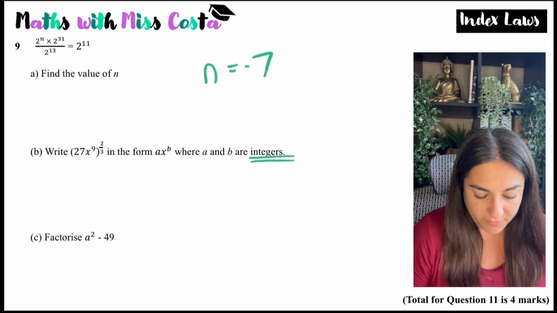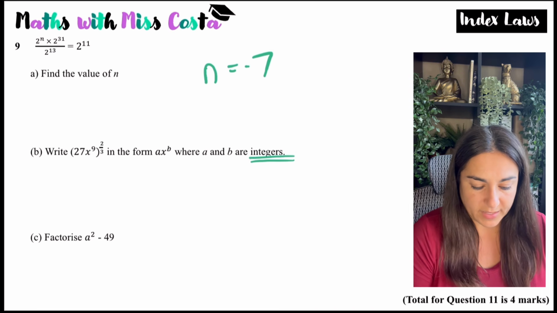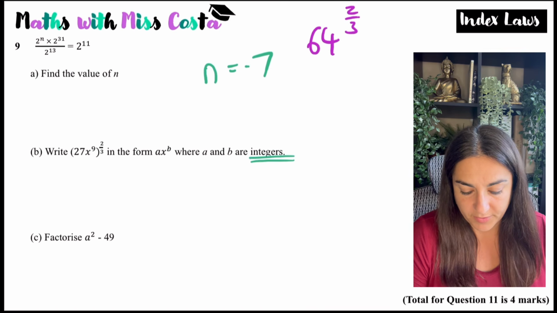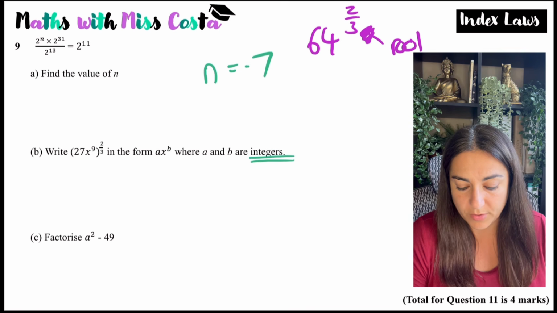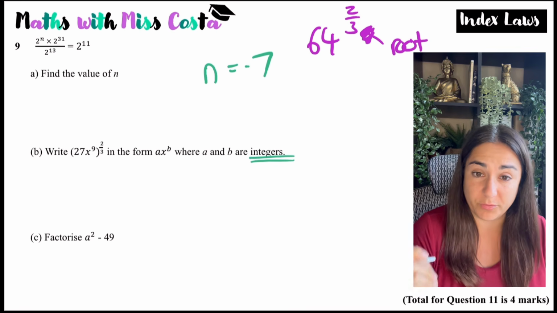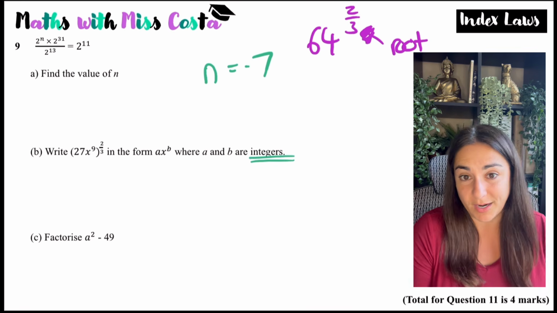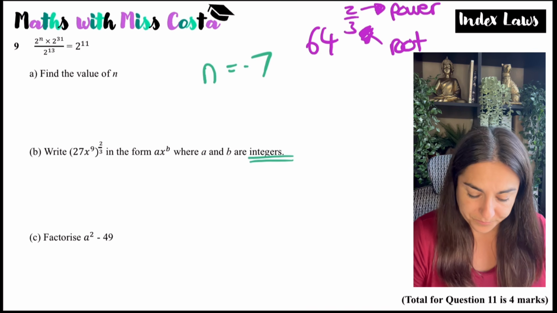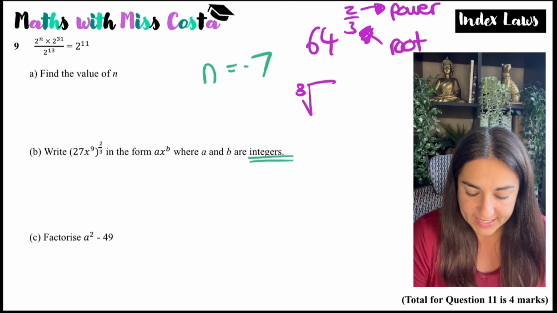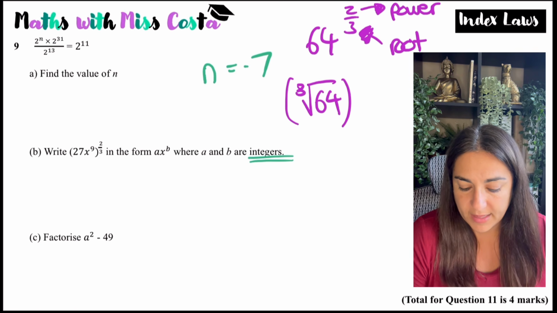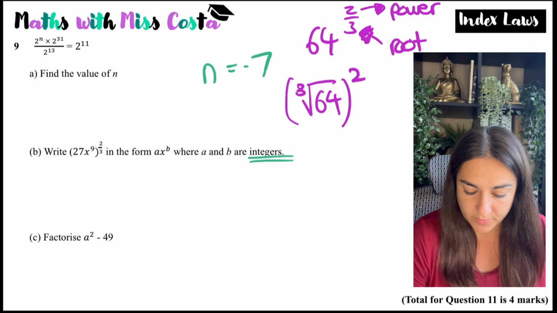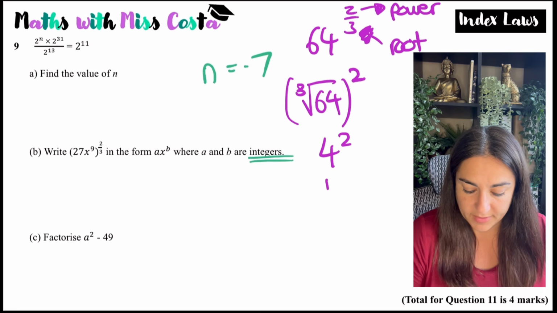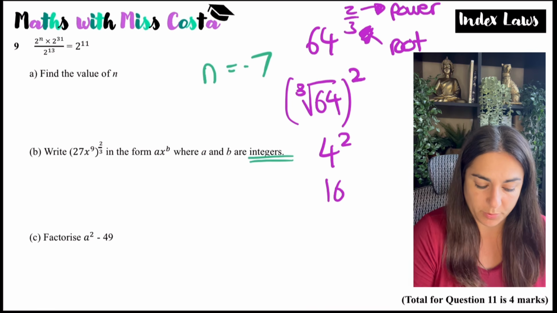So a quick reminder, when we've got indices, let's say we've got 64 to the power of 2/3, you always do the root. The denominator is what you're going to root it to. So it's normally going to be 2 for a square root or 3 for a cubed root. And then the numerator is what you do it to the power of. So what this actually means is the cubed root of 64, then put to the power of 2. So you first root it and then you do the power. The cubed root of 64 is 4, then 4 squared is 16. So that's just an example of what we do.